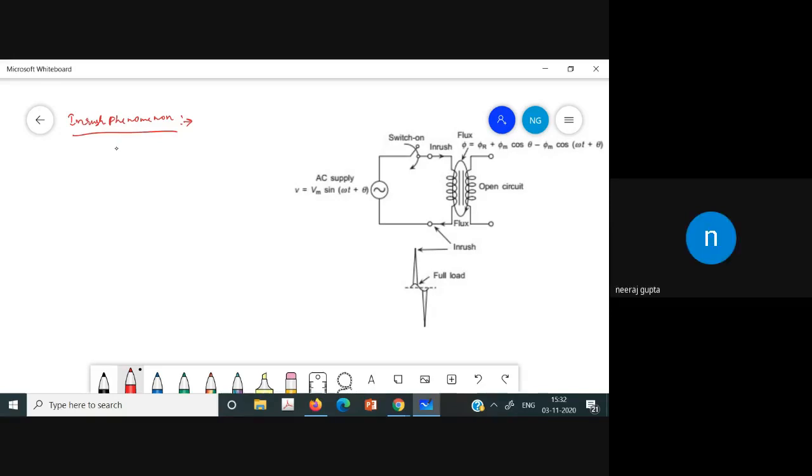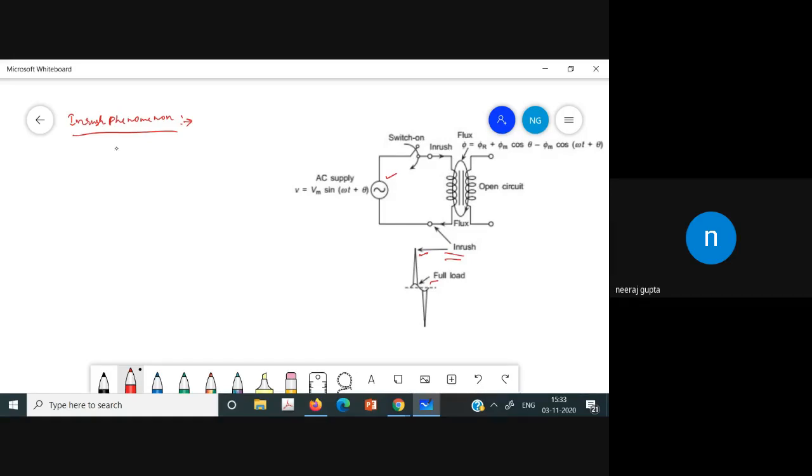So let us suppose that we have the unloaded transformer. This is the unloaded transformer. And when we switch it on with an AC supply, it will experience a large inrush of current. This is the current at full load, and this is the current when the unloaded transformer is switched on to an AC supply. Now we will see how this inrush comes about.